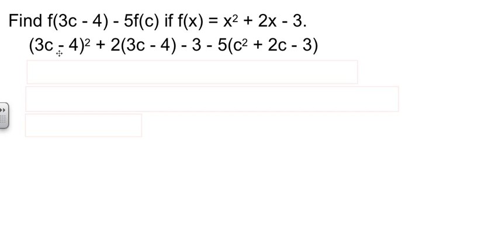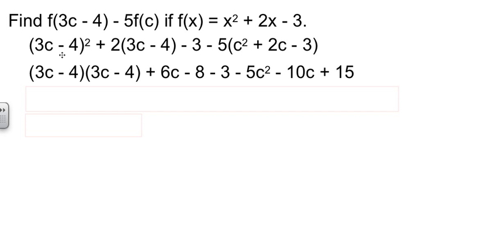So I'm going to put the 3c minus 4 in place of these x's. 3c minus 4 squared plus 2 times 3c minus 4 minus 3. And then it says do minus 5 times, now put c in place of all the x's. So I did, c squared plus 2c minus 3. Now it's something we know how to clean up. We can do this. We just have to hammer through.